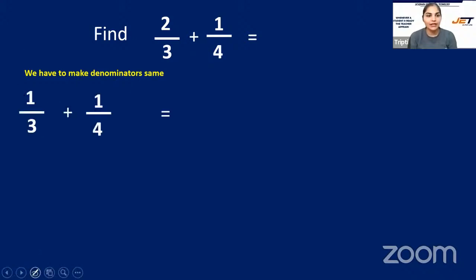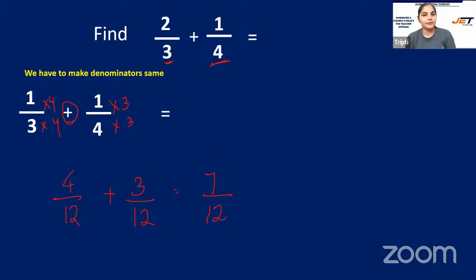I can see that the denominator of the second fraction is 4, and the denominator of the first fraction is 3. Means it goes in cross way. So here 1 by 3 times 4: 1 times 4 is 4, 3 times 4 is 12, plus sign in between, which you can see here. 1 times 3 is 3, 4 times 3 is 12. It's 7 by 12. That's how you will get the answer.